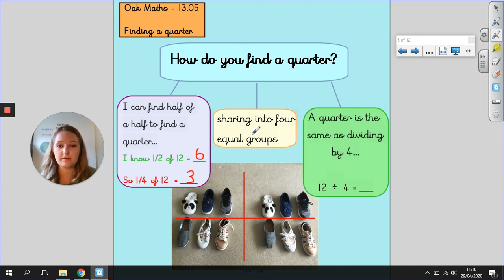We could find a quarter by sharing into 4 equal groups. Can you see how I've split my half into half again? 4 equal groups now. And then also a quarter is the same as dividing by 4. Okay, splitting into 4 equal groups, dividing by 4.